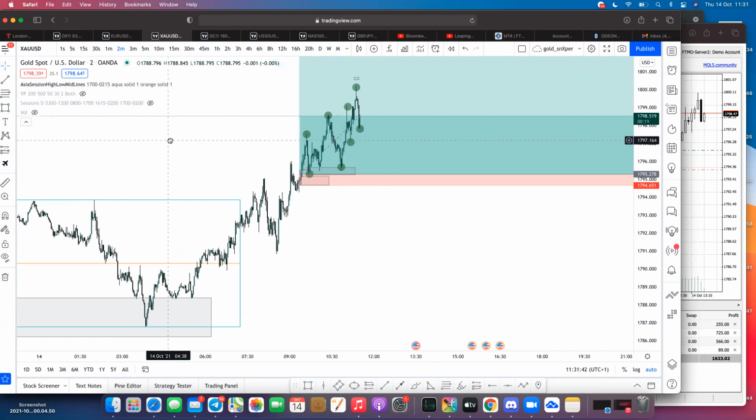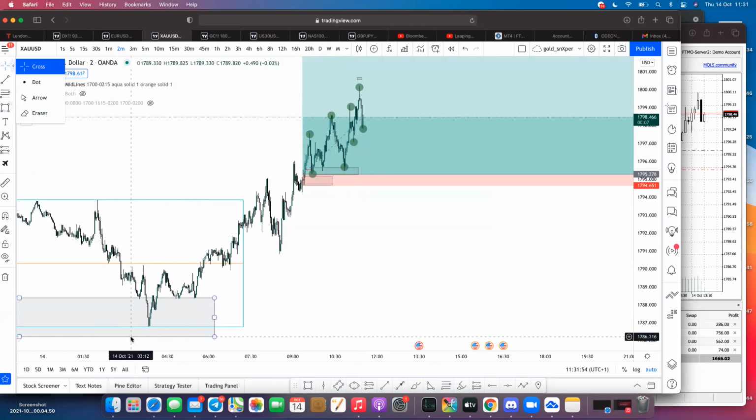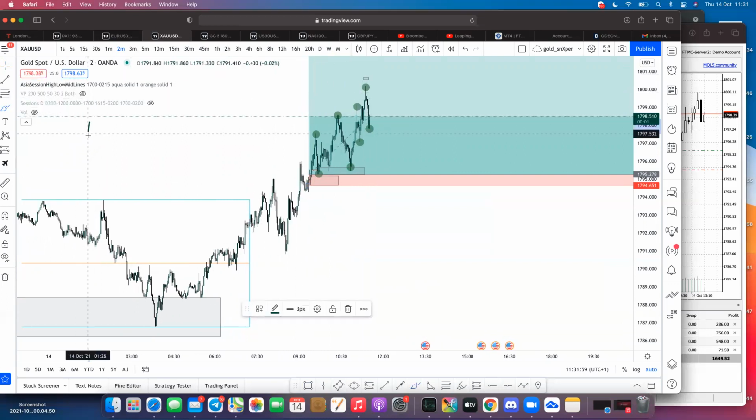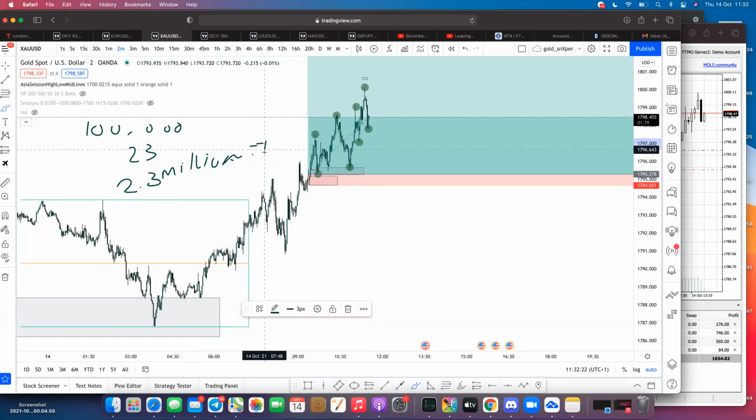Somebody can go online and calculate how many lots it costs to move the market 1 pip on gold. Does somebody want to Google that now? And what comes up? What are some of the answers? 100,000 lot size, right? For 1 pip? Is that 1 pip? Yeah. So they moved it 23 pips. So it's taken them 2.3 million lots of volume to move the market from that psychological level of 1800 to 1798.